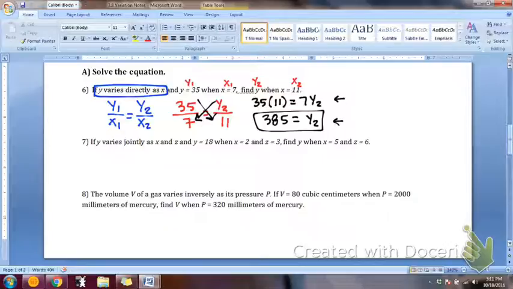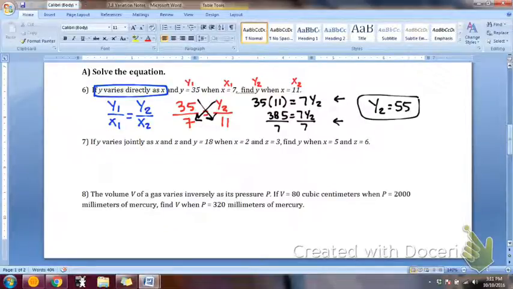Okay, what happened to the 7? We divided. Oh wait, is 35 times 11 385? Yeah, and then you divide it by 7. So this is 385 equals 7y2. Now we'll divide by 7. So my y2 value is really 55.